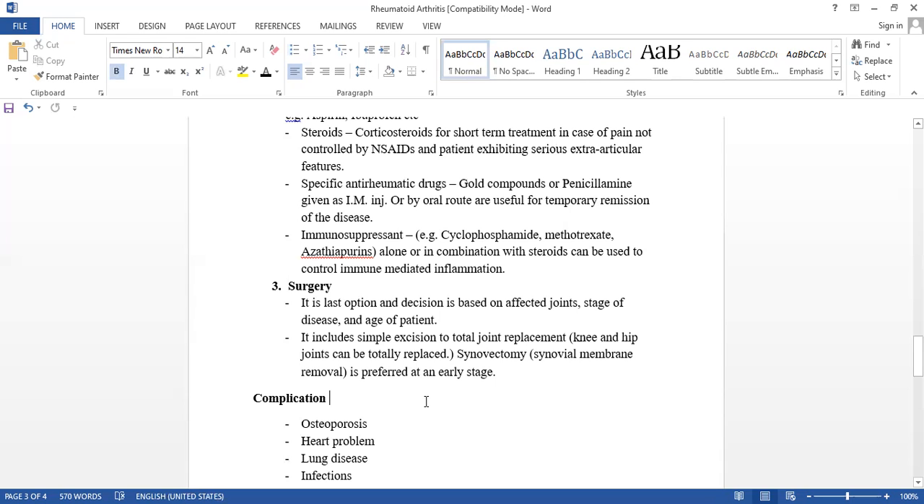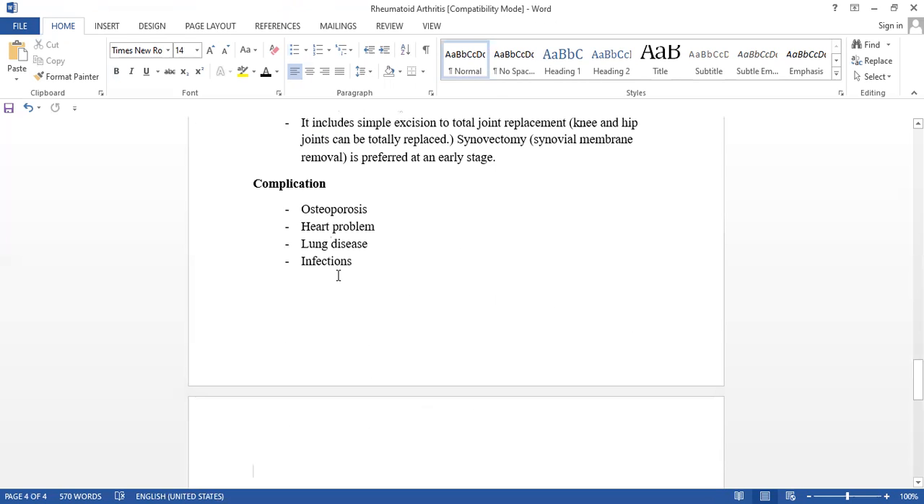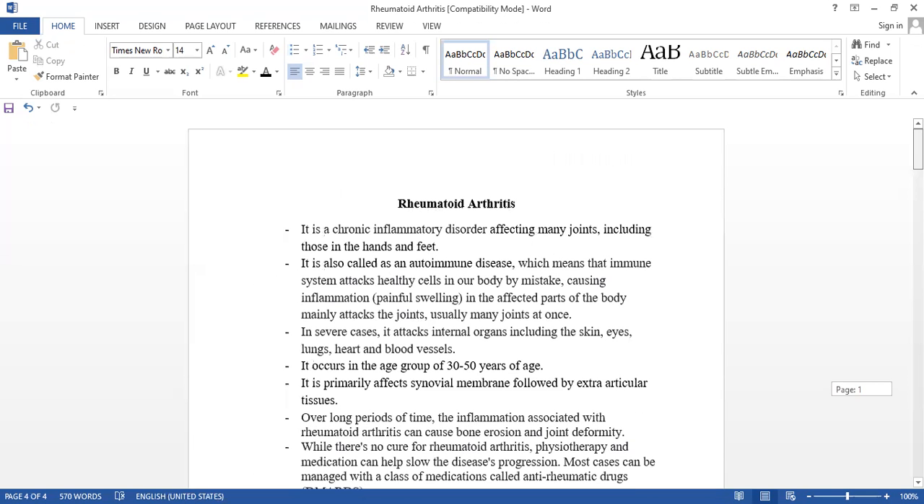Now see here the complications. Osteoporosis, definitely there is porosis, fracture will be there due to the arthritis, inflammation, heart problem, lung disease, infections, other infections will also take place. This is all about rheumatoid arthritis. In every disease there are complications. So this is all about rheumatoid arthritis. Understood this one? We will stop here.